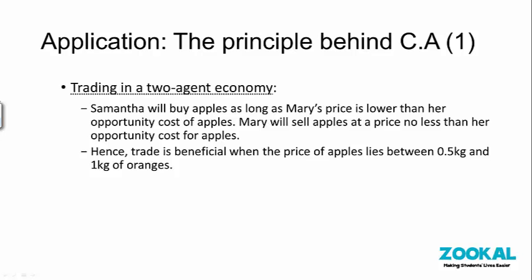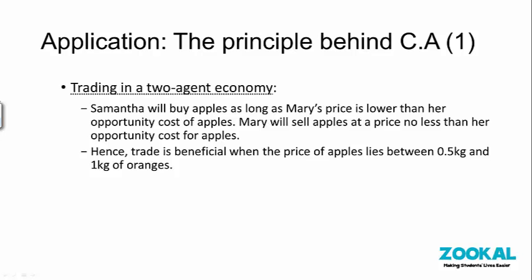Now let's discuss how trading would work according to the theory of comparative advantage by using the example in the last slide. So Samantha will buy apples as long as Mary's price is lower than her opportunity cost of producing apples. Why? Because it will be a lower cost to buy apples from someone else than to collect them herself, right? So similarly, Mary will sell apples at a price no less than her opportunity cost for apples.